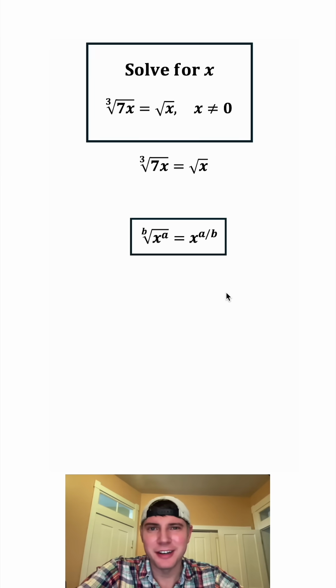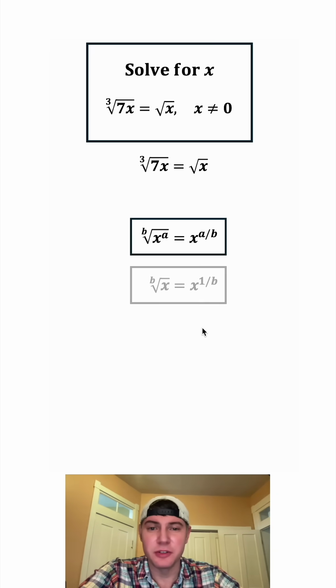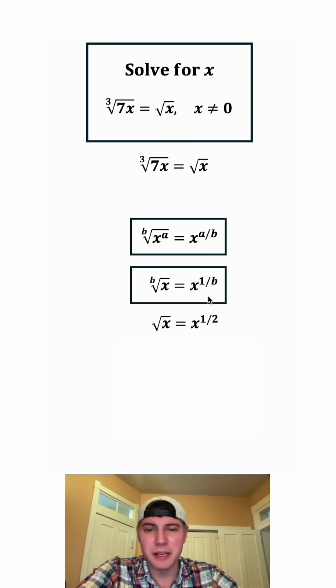Here are the notes right here. If you ever have the bth root of x to the a, you can rewrite that as x to the a over b, where the denominator is the root and the numerator is the exponent. And in this specific case, there is no exponent, so we can use this version of the notes. The bth root of x equals x to the power of 1 over b. So for example, the square root of x would be x to the power of 1/2. The cube root of x would be x to the power of 1/3. Fourth root would be x to the power of 1/4, and so on.